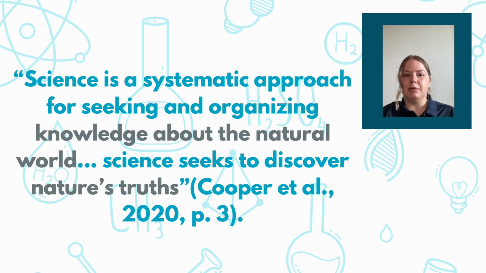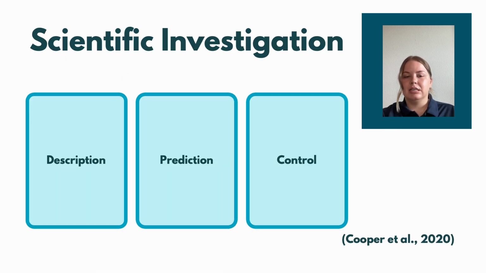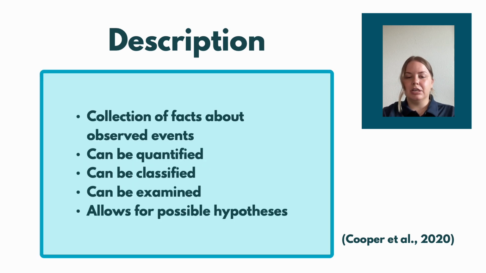So science is a systematic approach for seeking and organizing knowledge about the natural world. Science seeks to discover nature's truths. Scientific investigation has 3 parts: description, prediction, and control. Description involves a collection of facts about observed events. It can be quantified, it can be classified, and it can be examined. And this allows for us to create possible hypotheses.